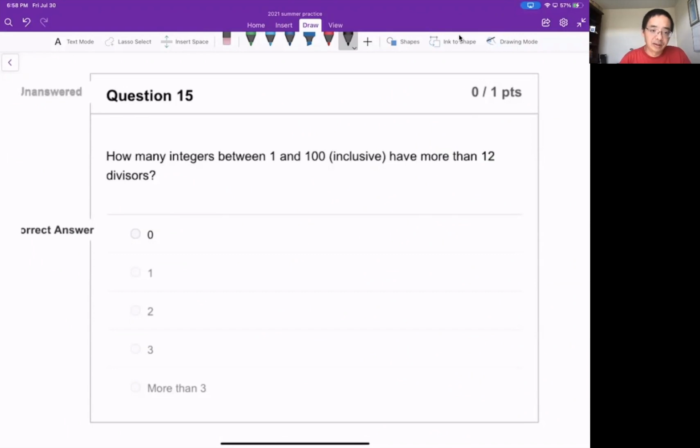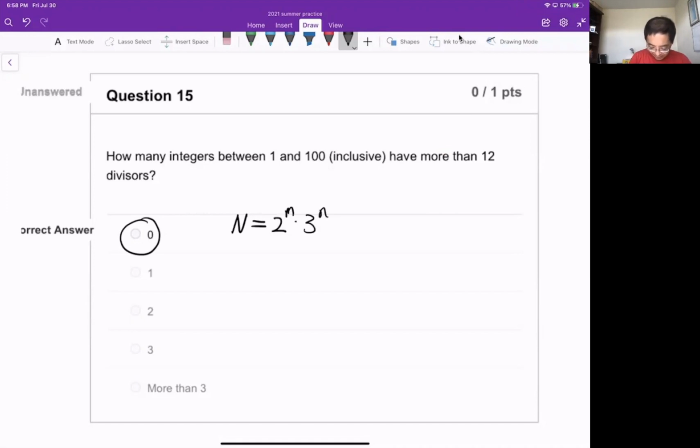Question number 15. How many integers between 1 and 100 have more than 12 divisors? The answer is 0. Now let's see why it is 0. Suppose the integer n has only prime factors like 2 and 3, so we should write this as 2 to the m and 3 to the n.